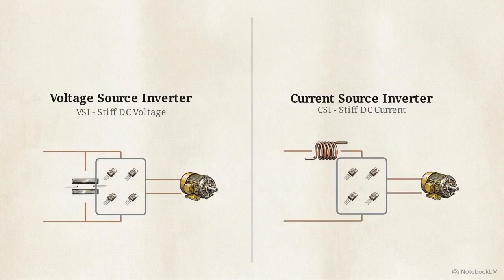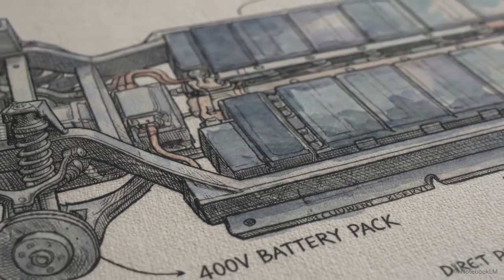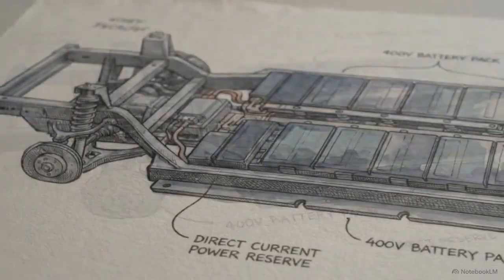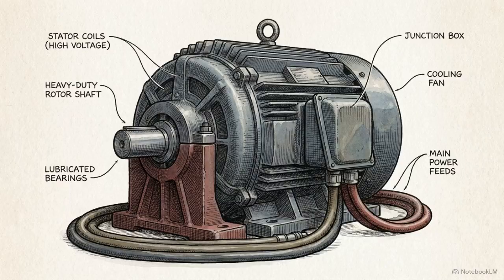The voltage source inverter, or VSI, requires a stiff DC voltage maintained by a parallel capacitor. The current source inverter, or CSI, requires a stiff DC current maintained by a series inductor. Because batteries and standard electrical grids naturally provide stiff voltage, the VSI is the standard architecture for most applications. The CSI is highly specialized, reserved for specific high-power motor drives.